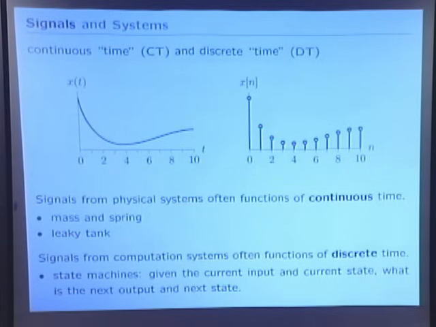We will be especially interested in this class in two distinct representations of signals. We will call them CT signals and DT signals. CT is continuous time, DT is discrete time. We're very interested in that because we're engineers. A lot of physics lives in continuous time. The mass spring dashpot system, the signals were functions of time. Time was a continuously varying independent variable.